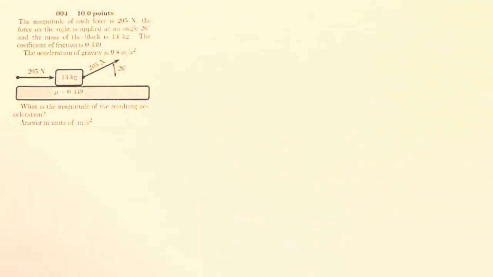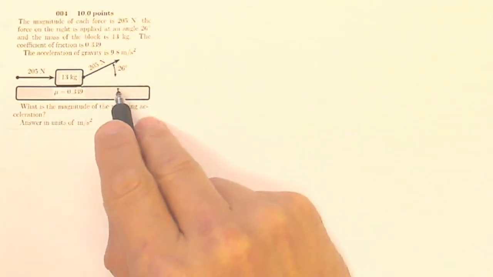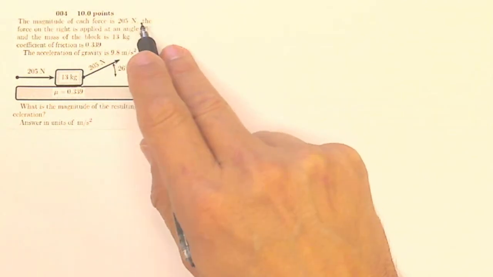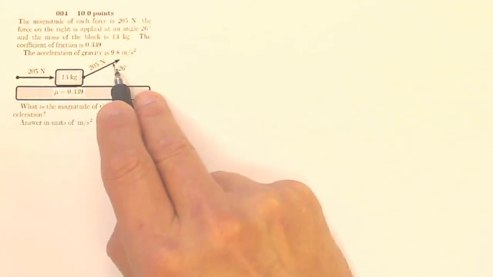This is AP Physics, homework 3.2, question number 4. Starting to get a little more complicated here because I've got several forces acting. The magnitude of each force is 205 newtons. So I've got a pull force and I've got a push force. The pull force is at some angle.